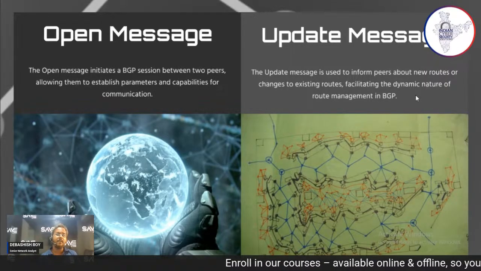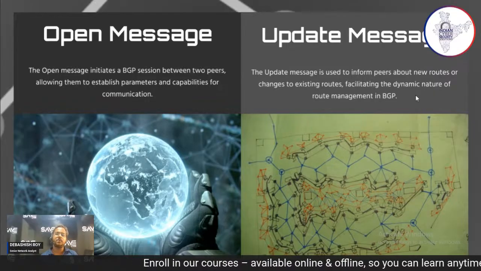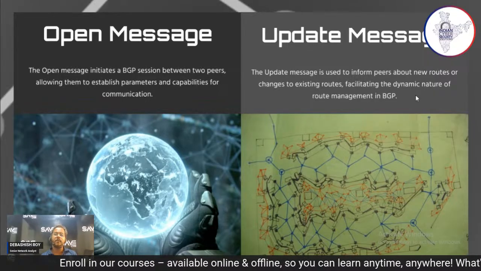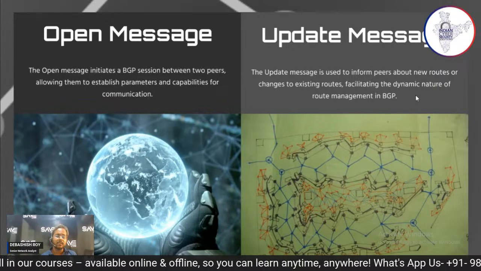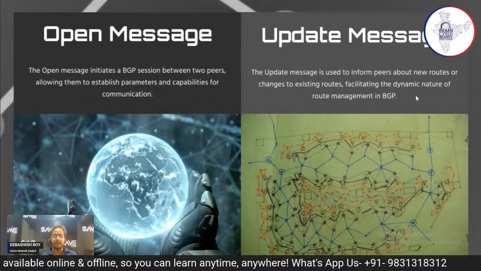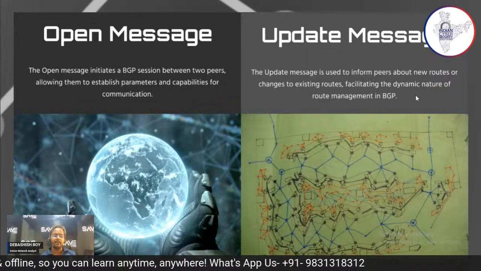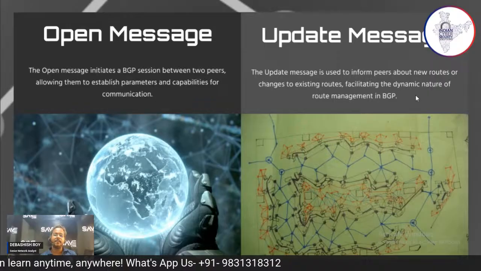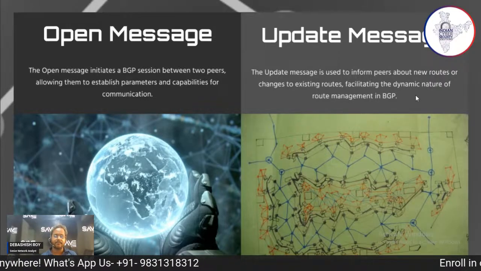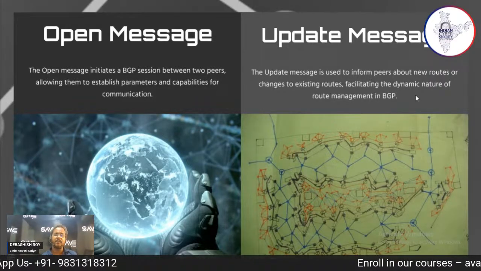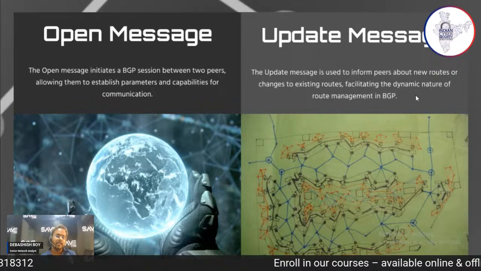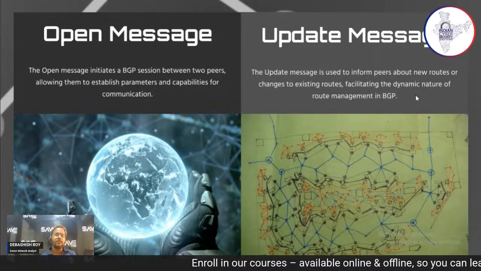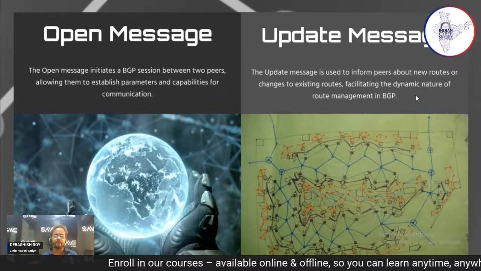And then you have the update message. The update message is used to inform peers about new routes or changes. So it is like the LSU, link state update, in OSPF, if you can compare. It is informing peers about the new routes and facilitating the dynamic nature of route management, because if you have added some route, definitely it would be advertised to other peers.